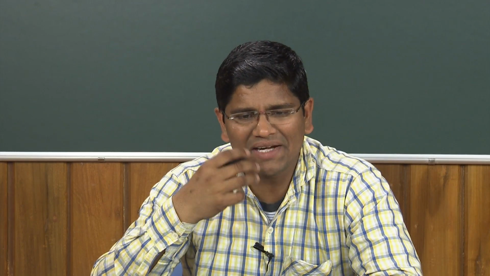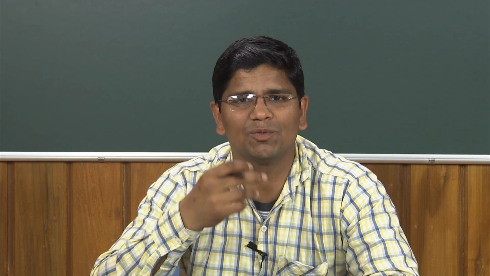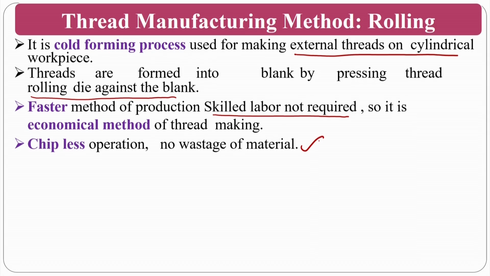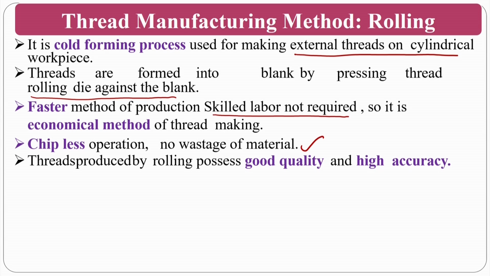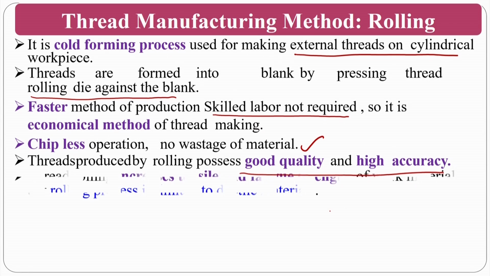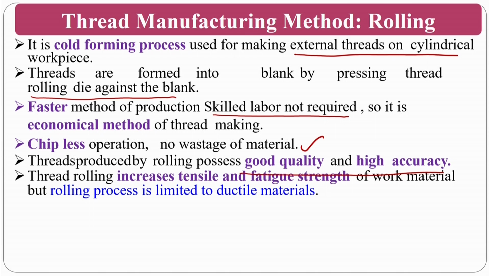Like in a metal cutting process, you get material waste in the form of chips. Here it is a metal forming process, so you don't have any chip formation, and there is no loss of material. Threads are produced by the rolling process with good quality and high accuracy. So whatever you produce will have better accuracy and good quality.